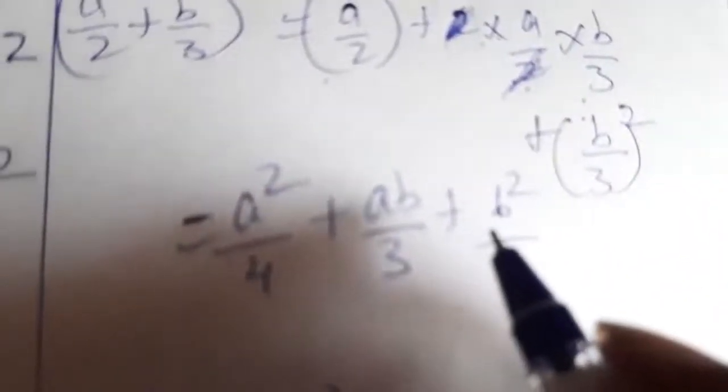Is this very clear children? So this is our final answer. When we cannot simplify any further, that's the final answer. a square upon 4 plus ab upon 3 plus b square upon 9.